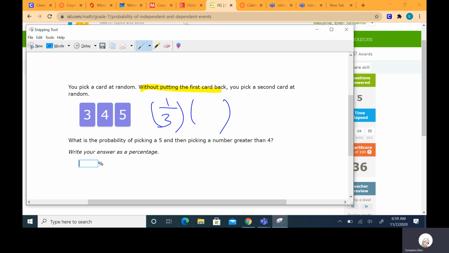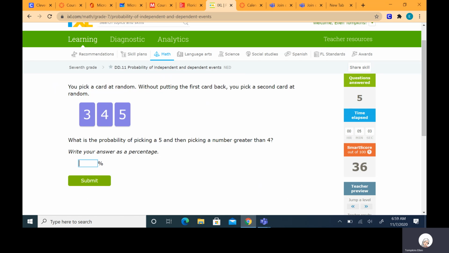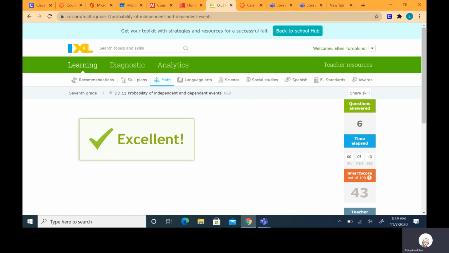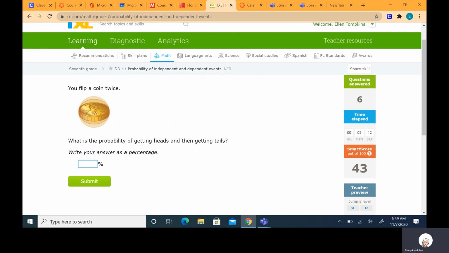And if the 5 is not there anymore, out of the 2 left, well, I've got a 0. So this is going to be 0%. There's no way, because I've already picked it out. And 5 was the only one greater than 4.